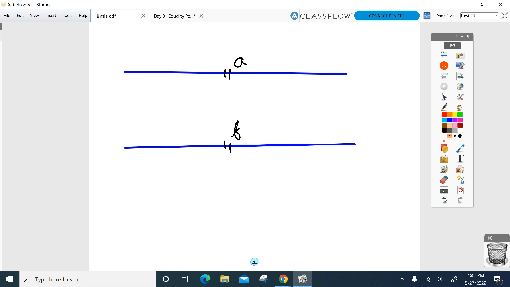Here we go. I got line segments A and B. I've marked them congruent. I'm going to take half of A, all right? I'm going to take half of line segment A away, and I'm going to take half of line segment B away. What do you know about those two halves I've just taken away? Are they equal and congruent? Yes. Okay, good. They are. So if two quantities start out equal, I take halves of them, their halves are equal.